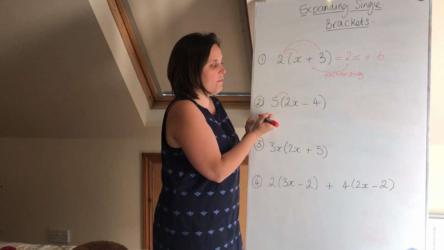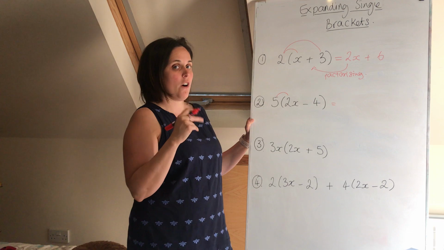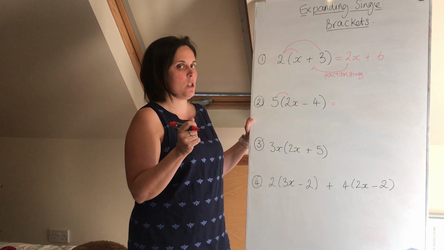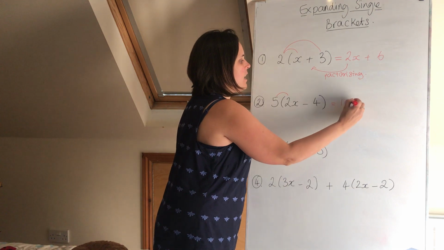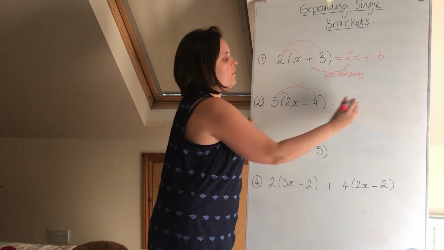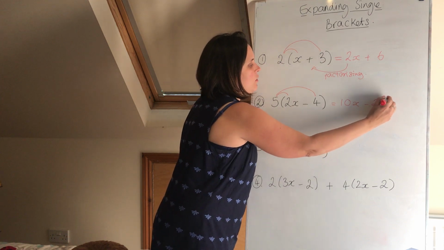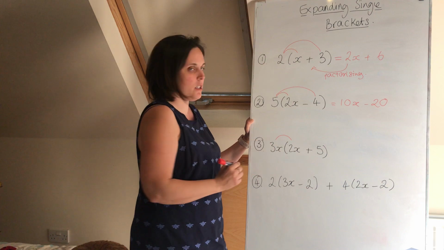So same thing again here, so we're going to multiply 5 by everything inside the bracket. So we're going to do 5 times by 2x. So it's the same as before, but we've got 5 times 2 as well. So 5 times 2 is 10, so then we just end up with 10 lots of x. So we have 10x, and then we do 5 times negative 4. 5 times negative 4 is negative 20, okay?